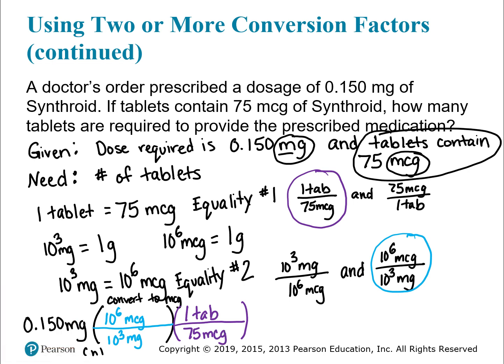Now let's make sure that our math makes sense. We've got milligrams on top and milligrams on the bottom, and we're canceling that out to figure out what our dosage is in micrograms. Then we're going to cancel out the micrograms to be left with the number of tablets that's the equivalent dosage. Make sure that that makes sense. We have to get to the number of tablets, not the number of micrograms, but the number of tablets.